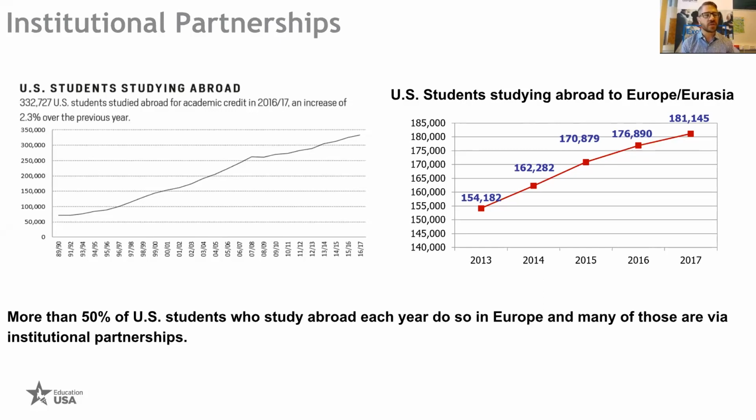I'd like to start here with institutional partnerships, just to go back to something that we've been talking about before, general mobility between the US and our region. As you can see, there has been significant increase in US study abroad over the last couple of decades, and that's certainly been the case to Europe and Eurasia. As you probably know, more than half of all US students who study abroad do so in our region for obvious reasons, long historical relationships between institutions in Europe and the US here.